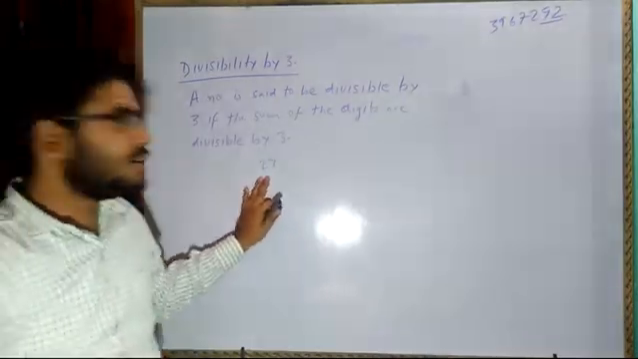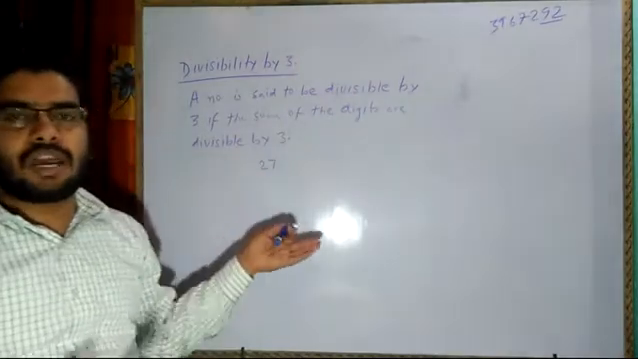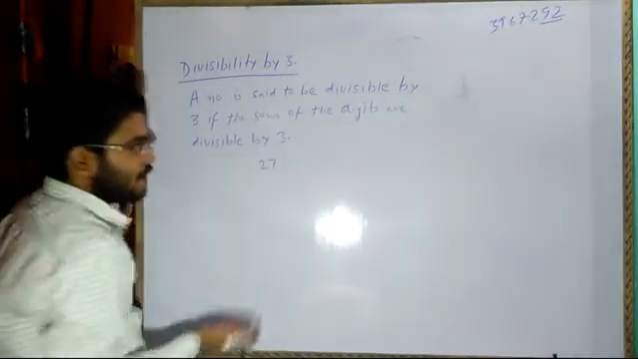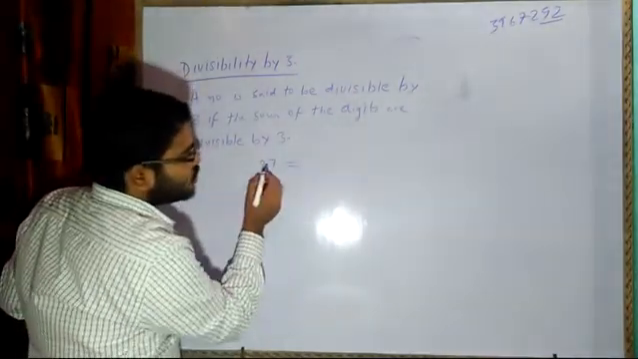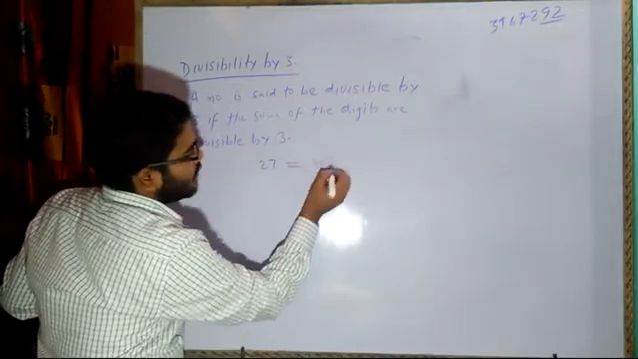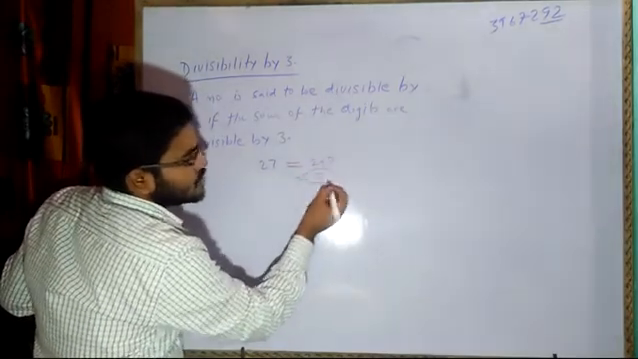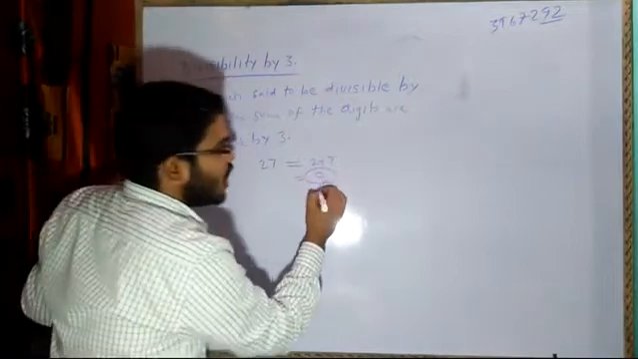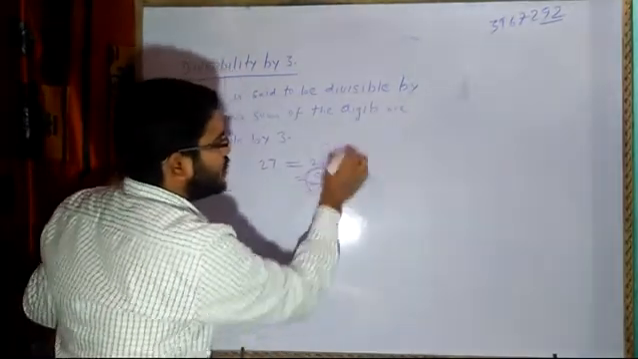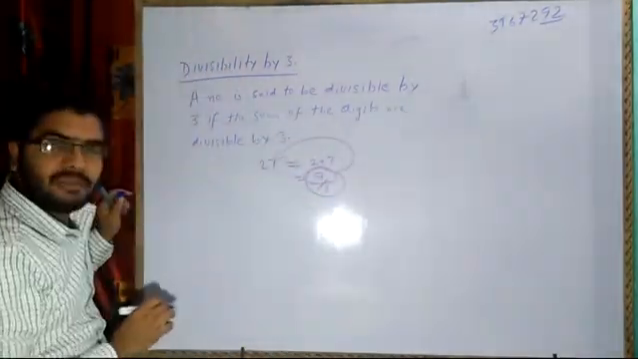You will say, yes sir, it is divisible. It is a very small number. 3 nines are 27. Now the rule says that first you add all the digits: 2 plus 7, that means 9. Now is this number divisible by 3? Yes sir. Now if this number is divisible by 3, that means this whole number will be divisible by 3.